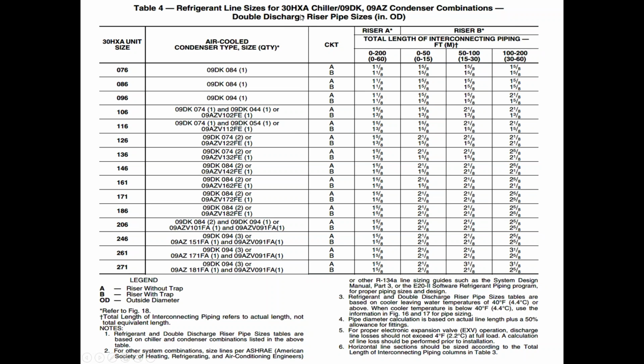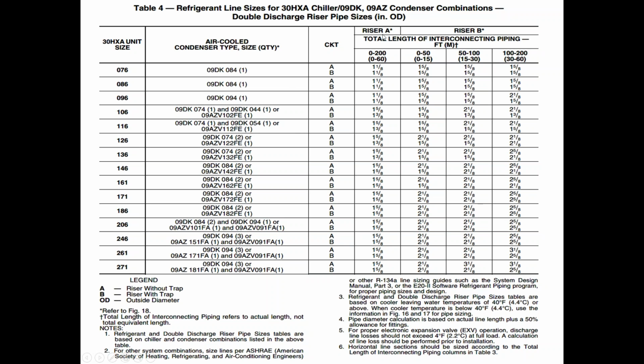Now in the 30HXA manual, a lot of people kind of stumble on this one a little bit. Again, model number 30HXA, what size? Let's say I've got a 146. The 146 is coupled with these two condensing units. I've got the 09DK 084 on the A circuit. I've got a 09AZ 142 on the B circuit. I look here, and here's what people get caught up on. It's like, okay, how do you read this? And simple as it seems, it's easy to overlook.